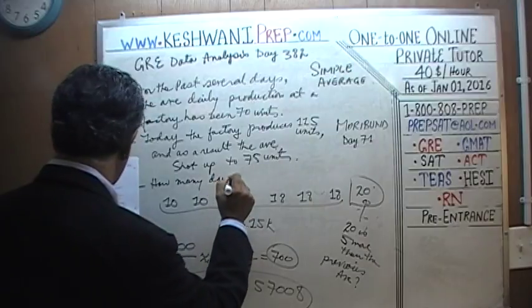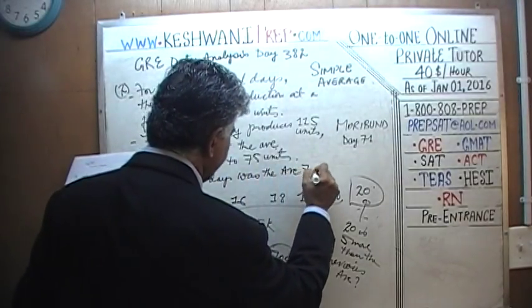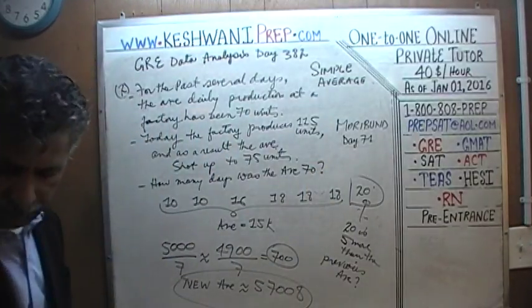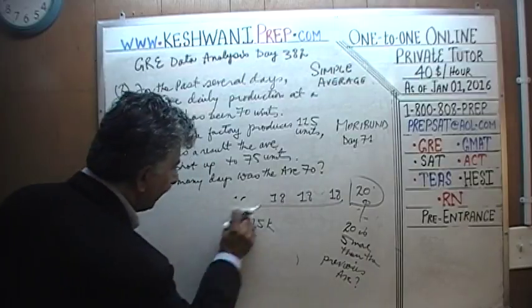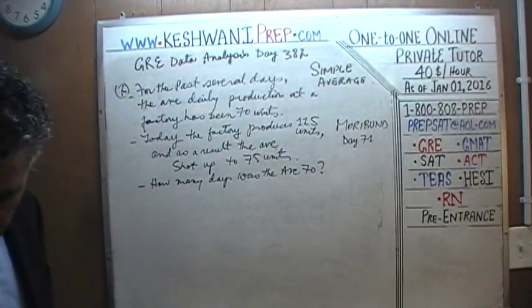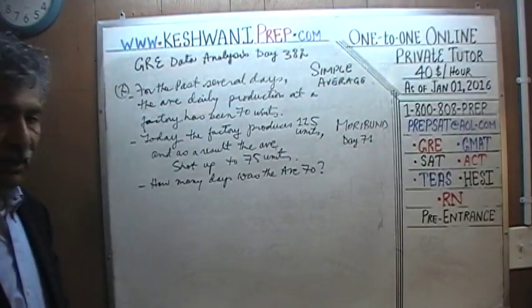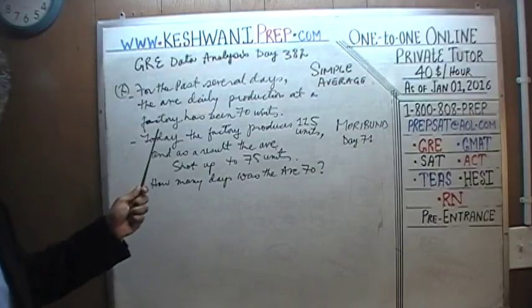How many days was the average 70? Let me read one more time. Again, you could do it in a classical way. There is nothing wrong with doing it the classical way, but we'll do it a little bit differently. So here's the problem one more time. I'm going to read it to you.